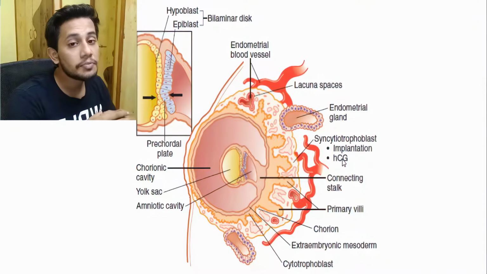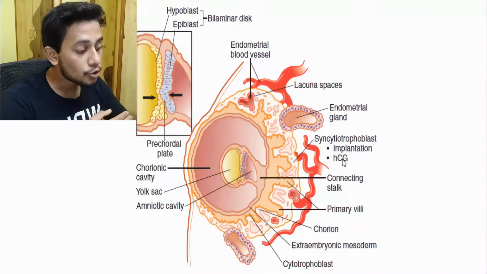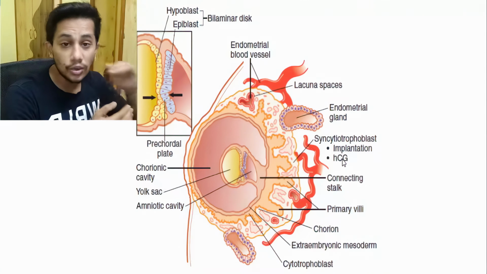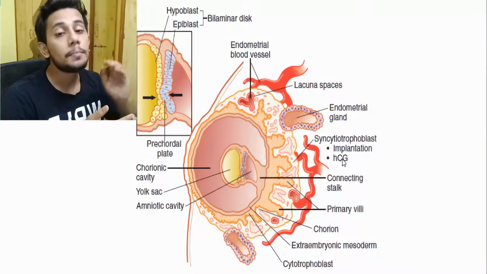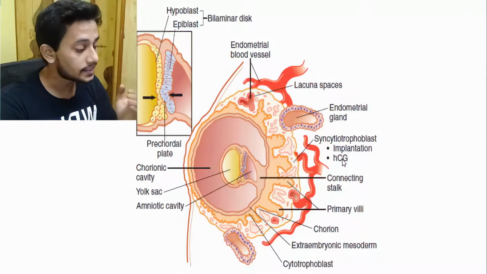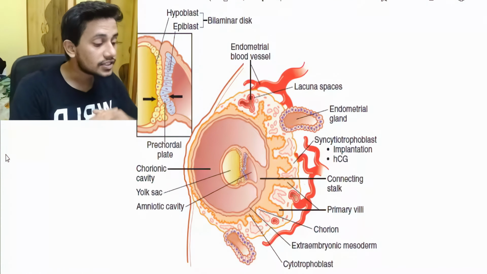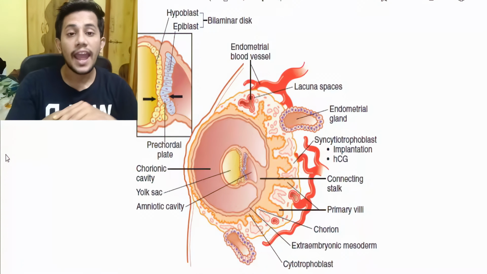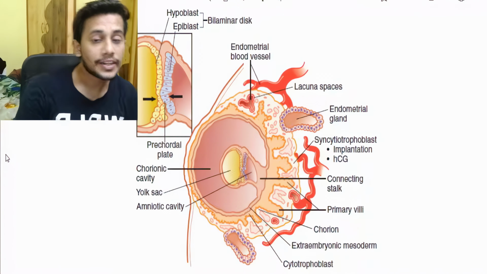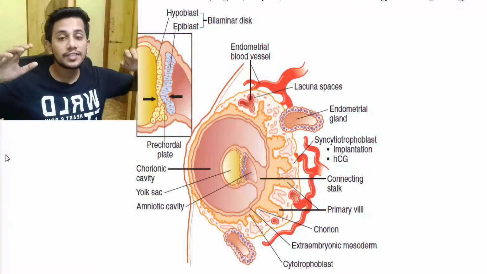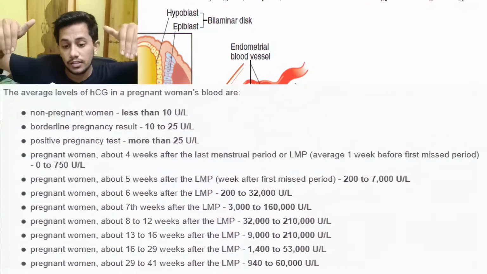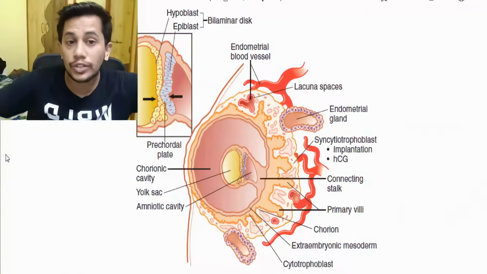Like we discussed in chapter number 2, in implantation, syncytiotrophoblast and cytotrophoblast erode the wall of the endometrium and implant the embryo on day 6. So HCG, as discussed in chapter number 2, is an early indicator of pregnancy. Now the normal amount of HCG is right here. You'll have it as a reference in the report, so no need to worry about that.